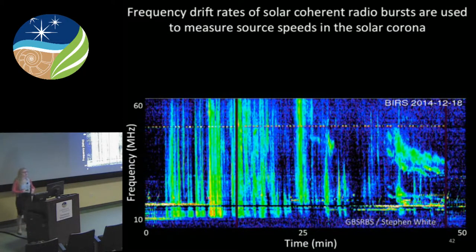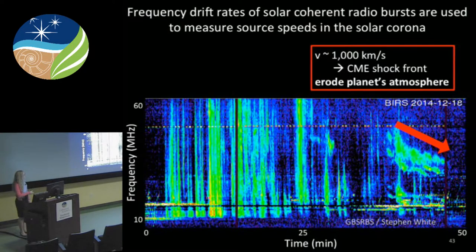Now, you can look at events with different frequency drift rates to identify different types of sources in the solar corona. On the right here, you see events that drift in frequency fairly slowly over the course of minutes. This is shock fronts moving out from the solar corona caused by CMEs. And again, these are the sorts of events that could erode a planet's atmosphere.